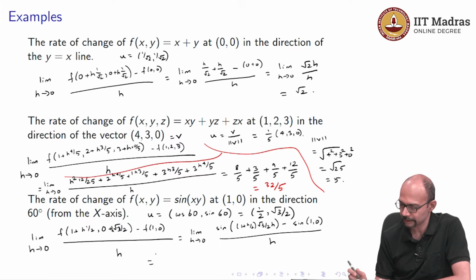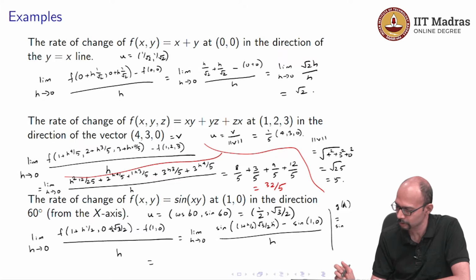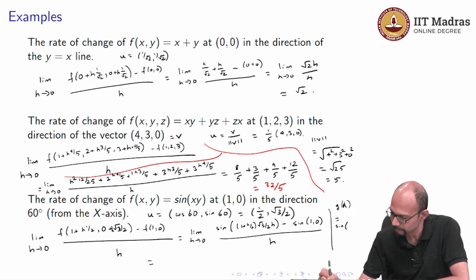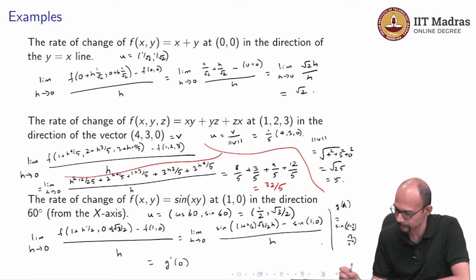And yeah, so maybe an easier way of doing this is to actually use the function g that we defined. So here g of h is sine of this guy, (1 plus h by 2) times (root 3 by 2 h), and what this thing is really is g prime at 0, right. So, let us evaluate what is g prime of h here.